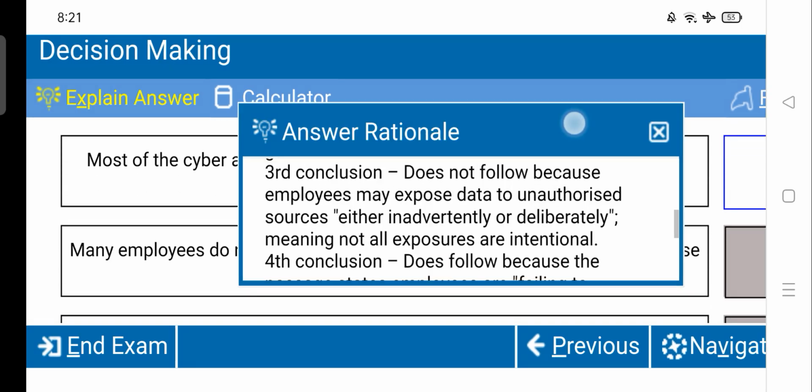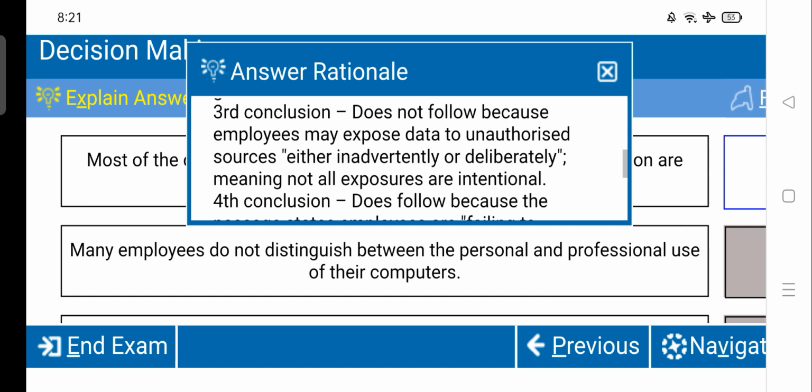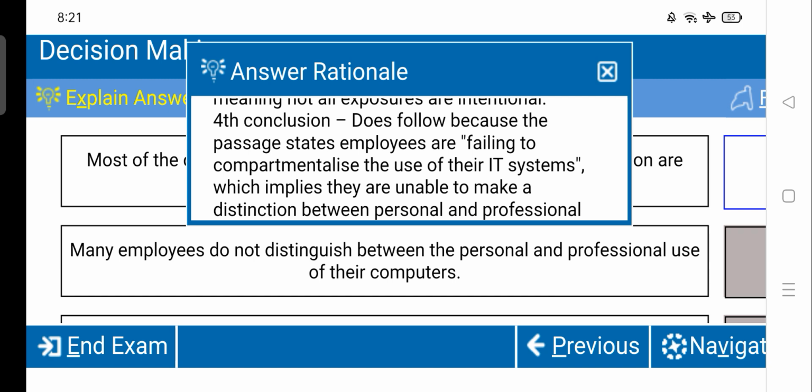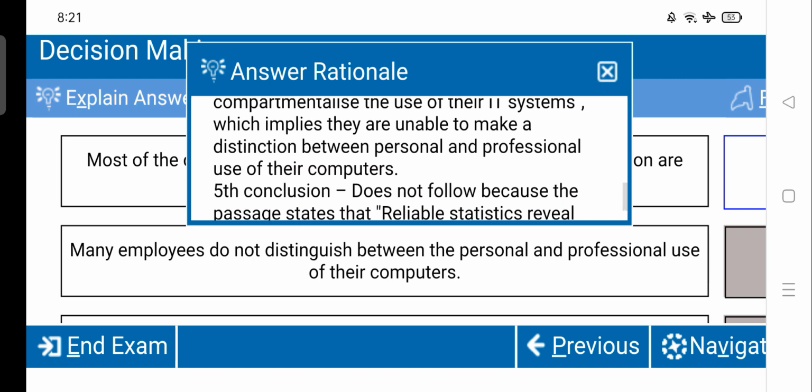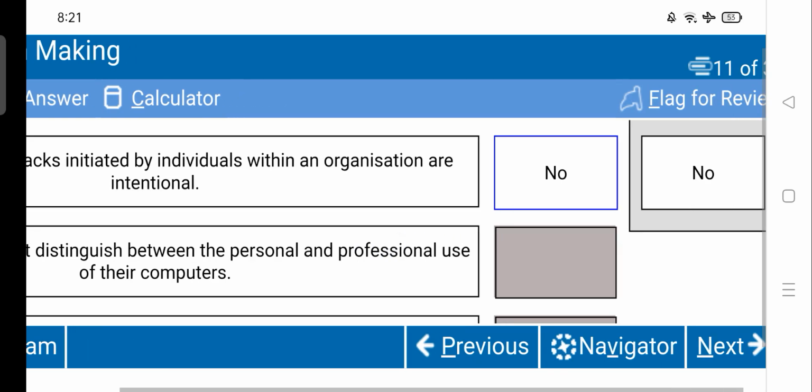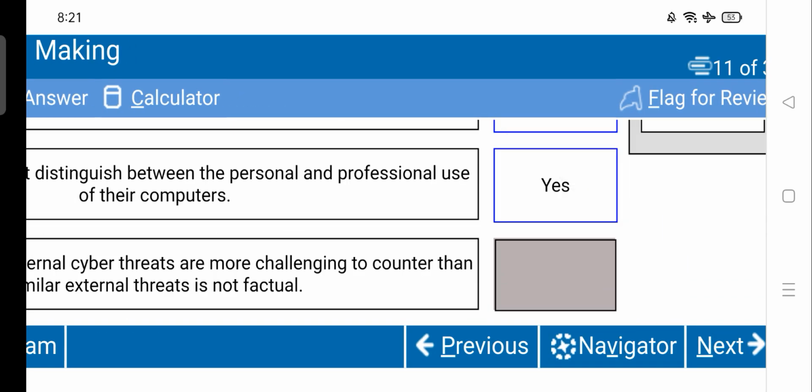Fourth conclusion, which says many employees do not distinguish between personal and professional use of their computers. It does follow because the passage states employees are failing to compartmentalize the use of their IT systems, which implies they are unable to make a distinction between personal and professional use of their computers. So this one does follow, so that's why we will drag a yes and drop it in front of this box.